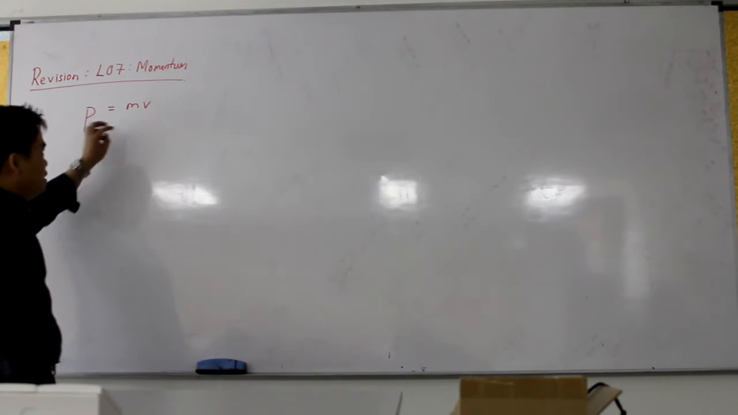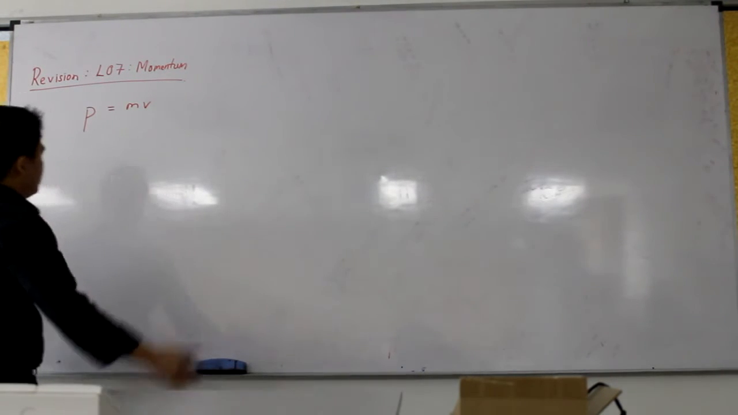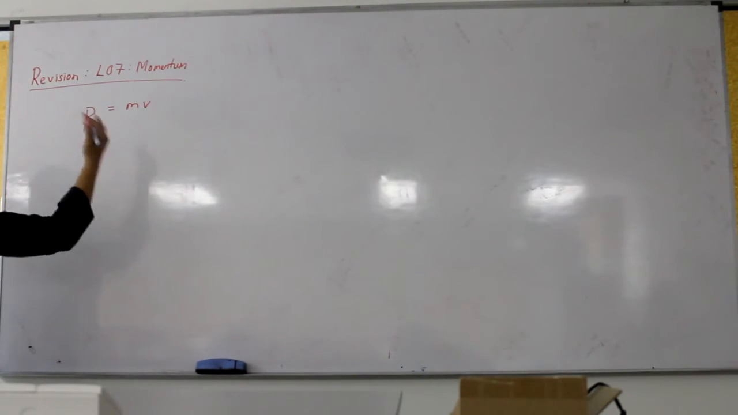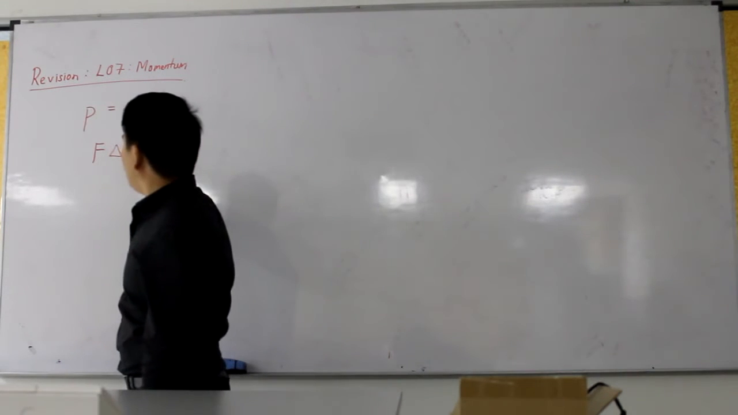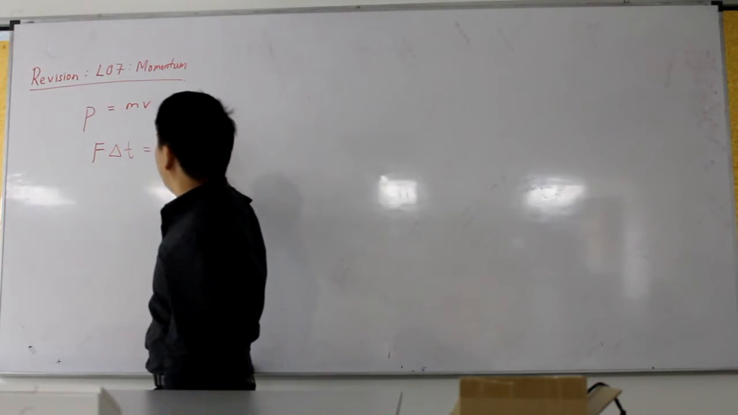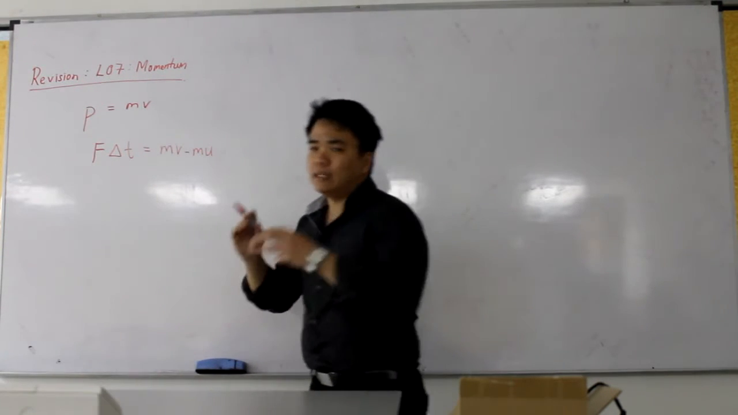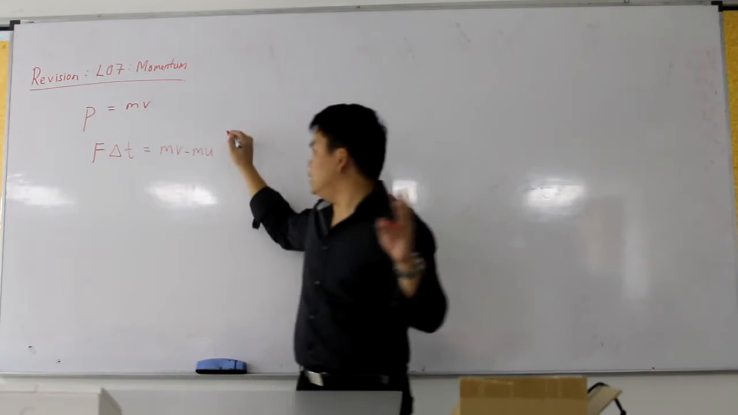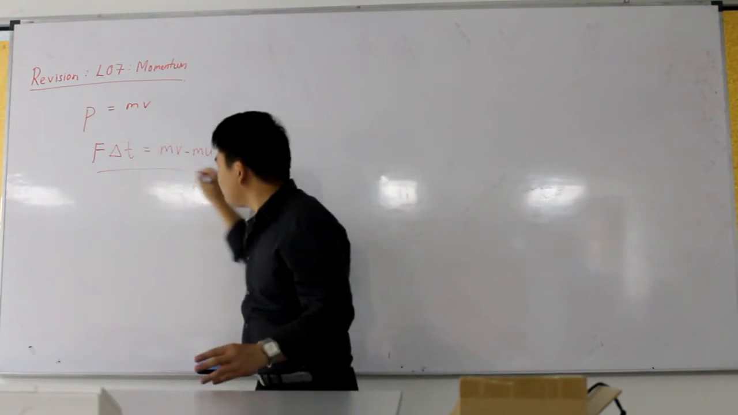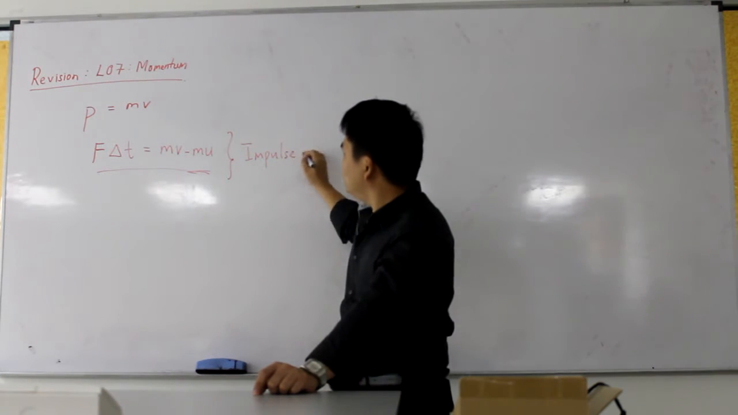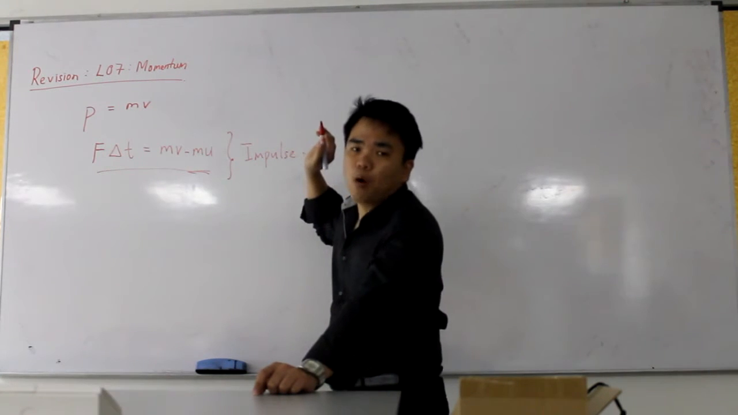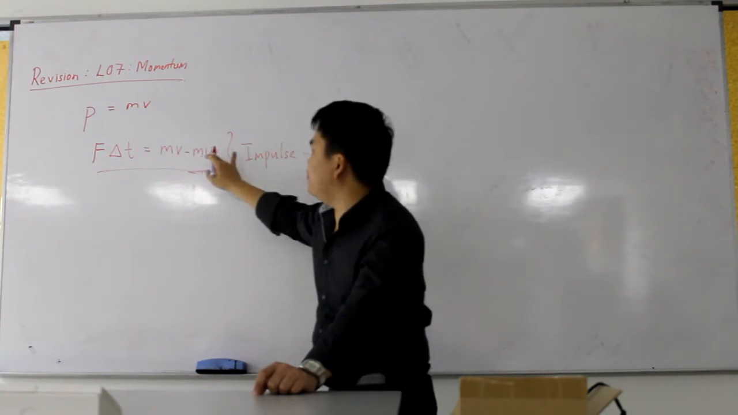And before I move further, I would like to give you some introduction. F delta T equal to mv minus mu. So what is it all about? Basically, this one indicates impulse, and the impulse is the change in momentum, which is mv minus mu.